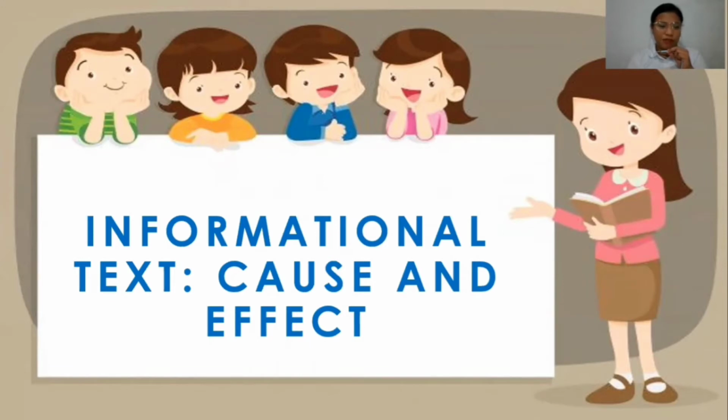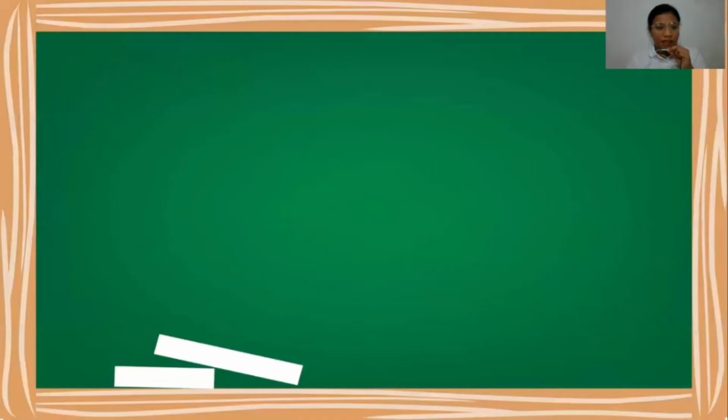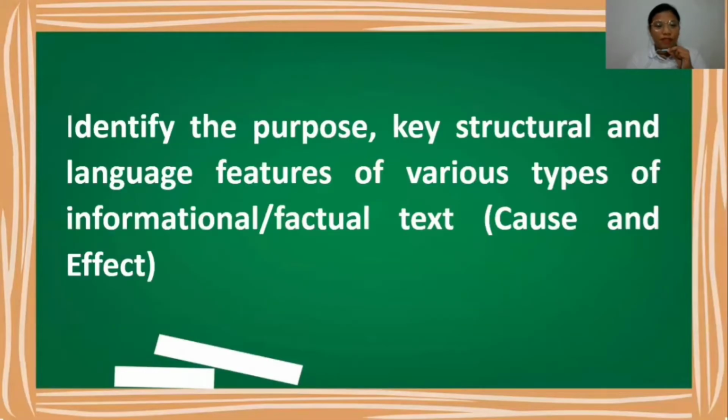In every action we make will always have an effect on ourselves and on others. Understanding the cause and effect relationship is important in learning why things happen. It can give readers a clearer view of the nature of the event and the outcome of the results from that occasion. At the end of the discussion, we will be able to identify the purpose, key structural and language features of various types of informational or factual text, and this discussion will focus on cause and effect.